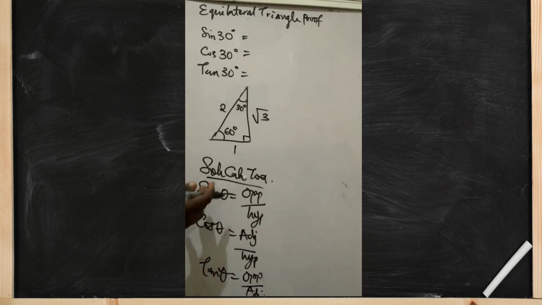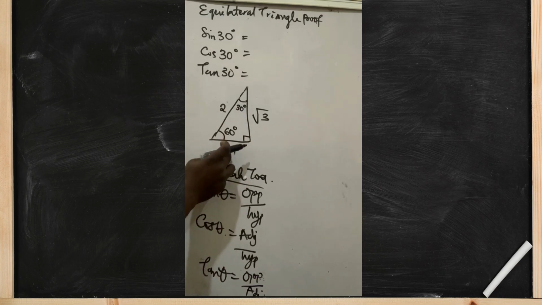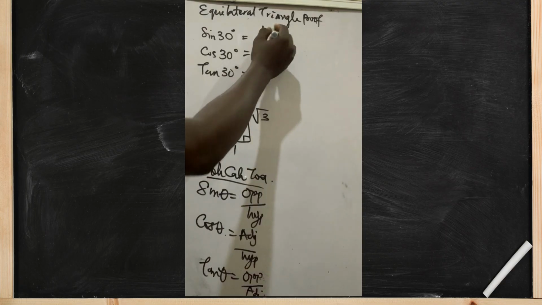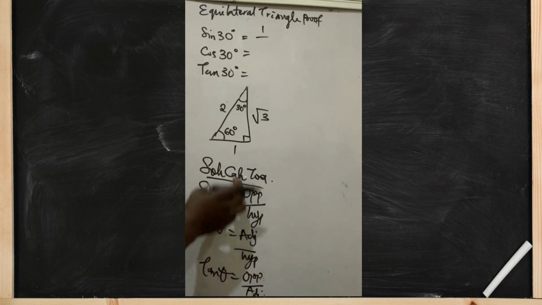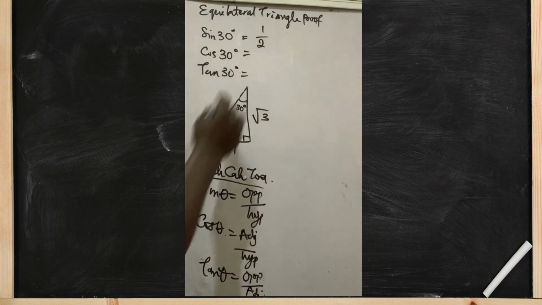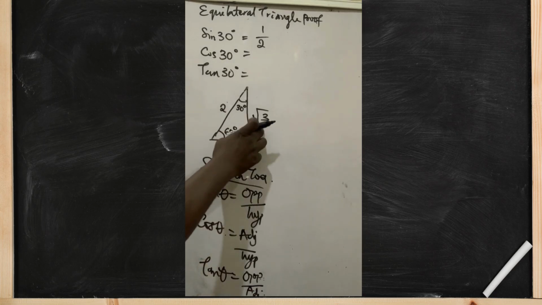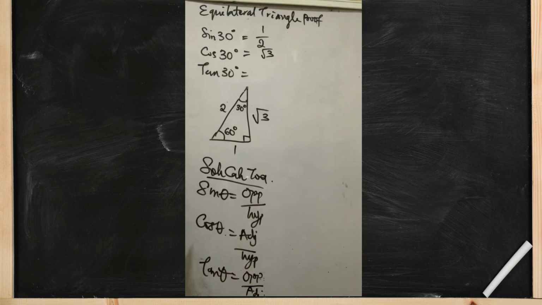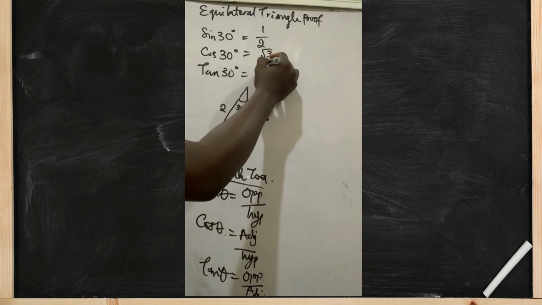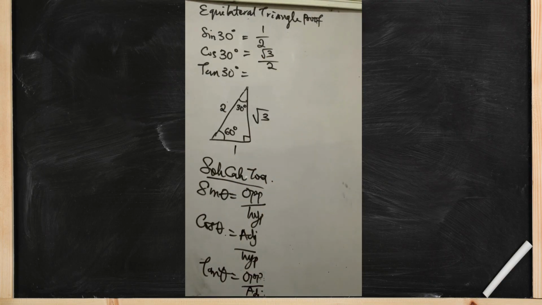Sine 30, what's the opposite of 30 here? It is 1. What is the hypotenuse of 30? It is 2. So sine 30 is 1 over 2. Now, what is the cos 30? The adjacent of 30 is root 3, then the hypotenuse of 30 is 2. So cos 30 is root 3 over 2.